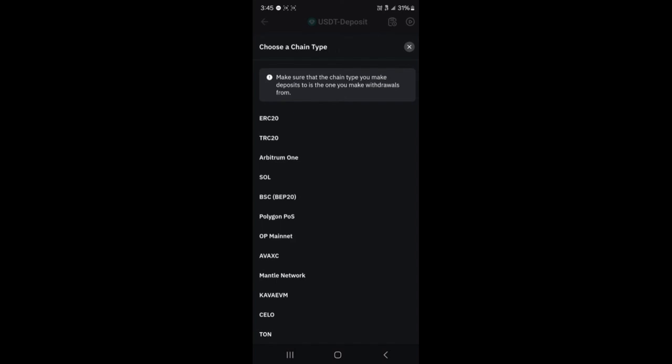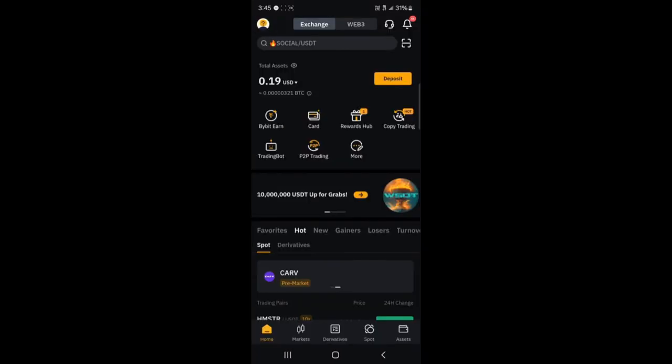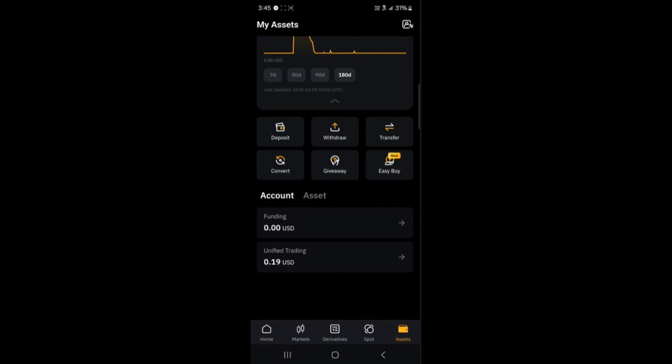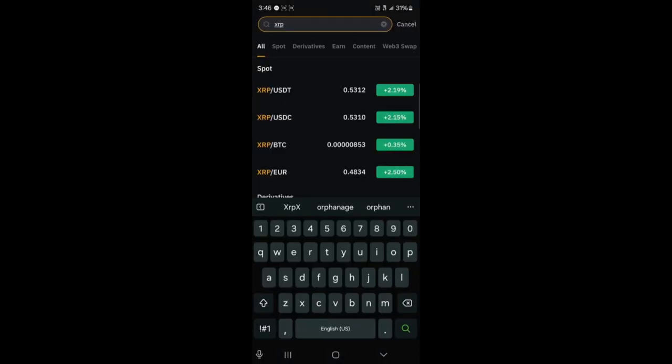Fourth step is to search for XRP. In the market section, use the search bar to find the XRP/USDT trading pair. Fifth is to select market order. Choose market order and enter the amount of XRP you want to sell. Sell XRP: tap Sell XRP to complete the transaction.